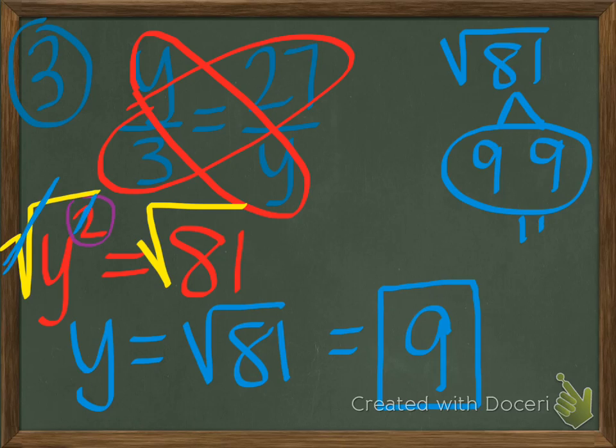Square root of 81, I know that 9 times 9 equals 81. I can make a group of 9s which equal 9. And that's going to be my answer. But if you know it's a perfect square, then that's fine.